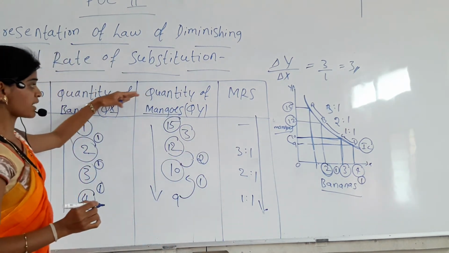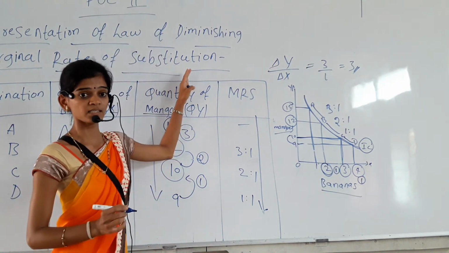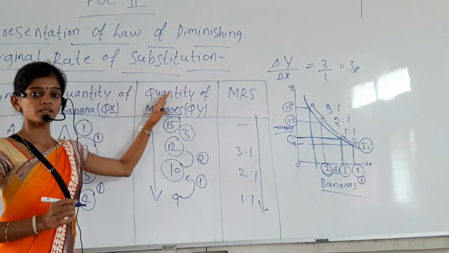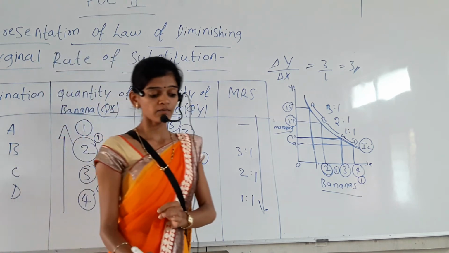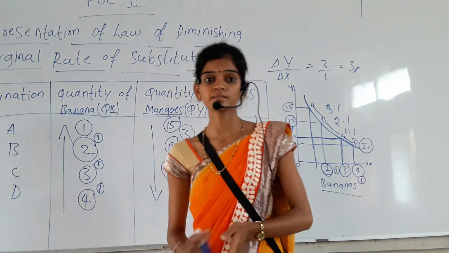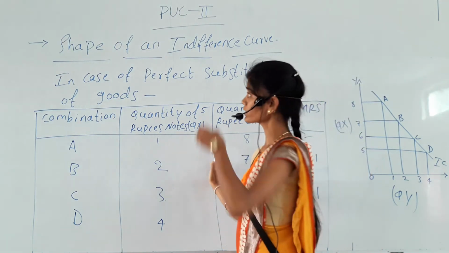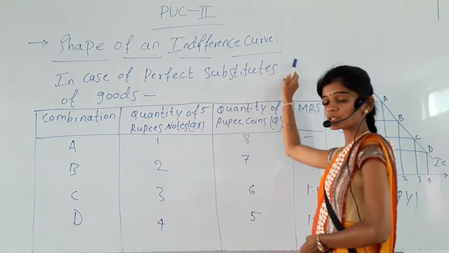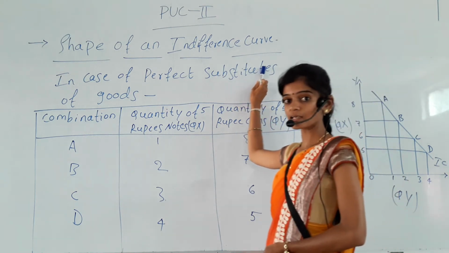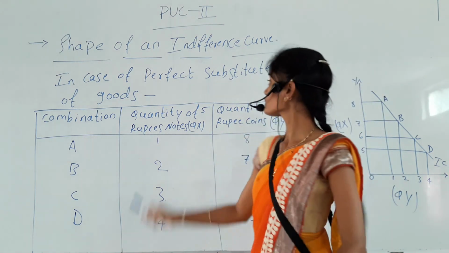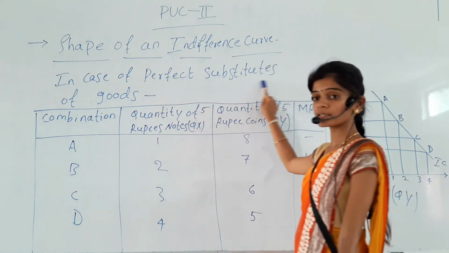So this is the concept of the indifference curve in the case of imperfect commodities, which was an example of imperfect substitutes. Next we take another example, perfect substitutes. The next example is the shape of an indifference curve. We already learned about imperfect substitutes of an indifference curve. Now, in the case of perfect substitutes of goods.